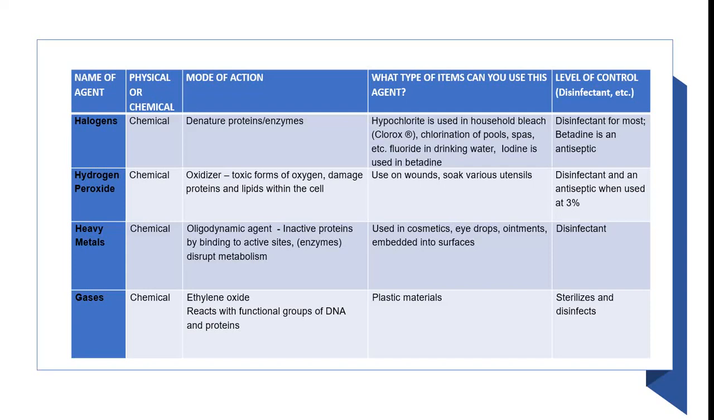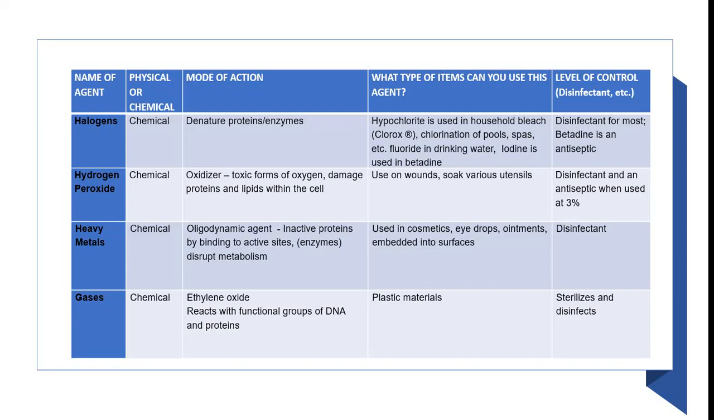If you shut down the enzymes within a cell, you're going to disrupt metabolism, and then that's going to lead to cellular death. Now, these heavy metals are going to be used in cosmetics and ointments and eye drops. In particular, they're going to be incorporated in wound dressings, and silver ions, for example, can be found in silver sulfadiazine creams that are used for burn treatment. So lots of different uses for the heavy metals, and they're going to be used as disinfectants generally.